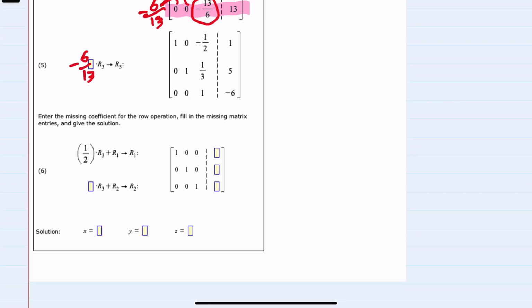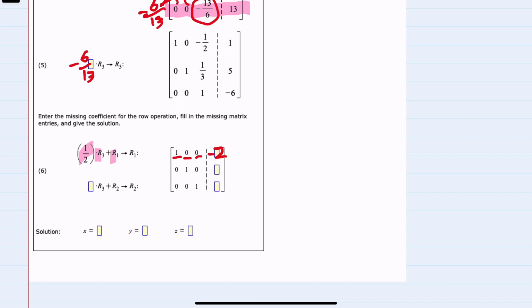Next, we're told that row 3 is multiplied by 1/2 and added to row 1. So multiplying by 1/2 times 0 is 0. Plus the element in row 1 is 1. 1/2 times 0 is 0 plus 0, again 0. 1/2 times 1 is 1/2 plus the -1/2 is 0, and 1/2 times -6 is -3, plus 1 is a -2. So our top row is established.